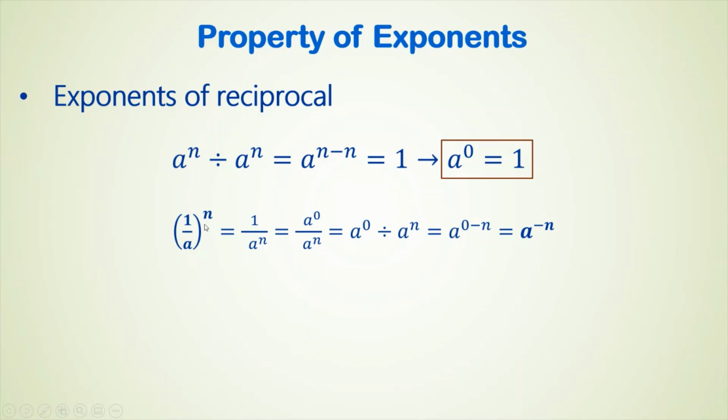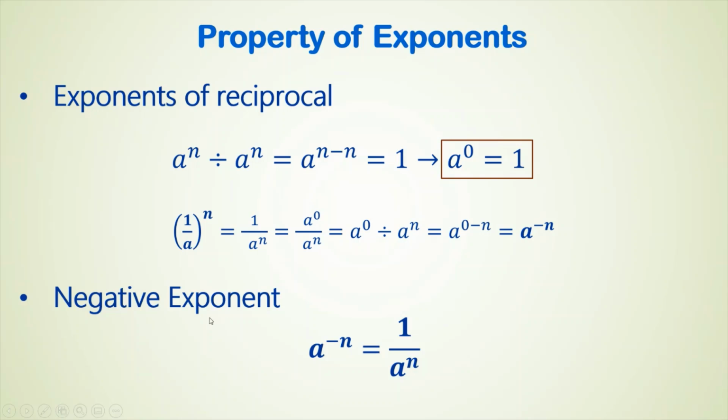Now if we have an exponent n that's applied on a reciprocal 1 over a, this is defined as 1 over a raised to the power of n. So here 1 can be rewritten as a to the 0 from here. So this is essentially a raised to the power of 0 divided by a raised to the power of n, which is a raised to the power of 0 minus n. And that's a raised to the power of negative n, a negative exponent.